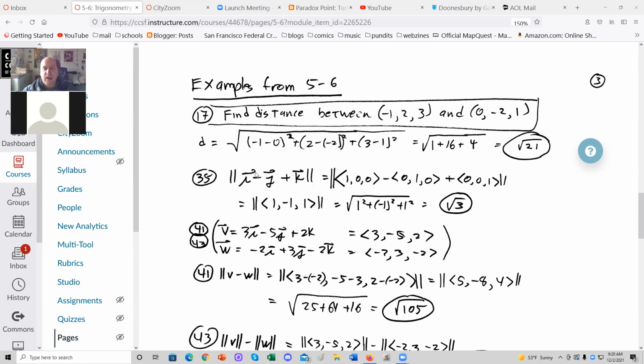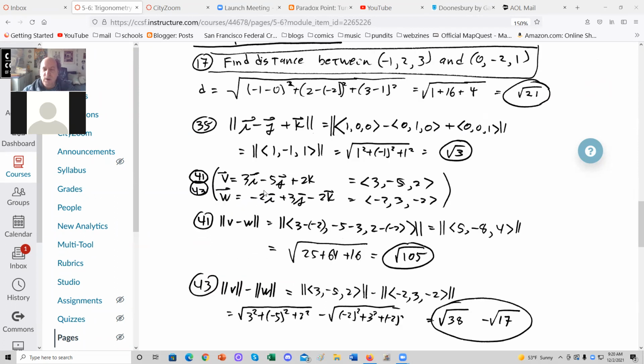Here we ask after the length of i minus j plus k. Well, i is the unit vector in the x direction, (1, 0, 0). j is the unit vector in the y direction, (0, 1, 0). k is the unit vector in the z direction, (0, 0, 1). (1, 0, 0) minus (0, 1, 0) plus (0, 0, 1). If you combine the components correspondingly, you get (1, -1, 1). Its length is the square root of the sum of the squares of components. 1 squared plus -1 squared plus 1 squared works out to the square root of 3.